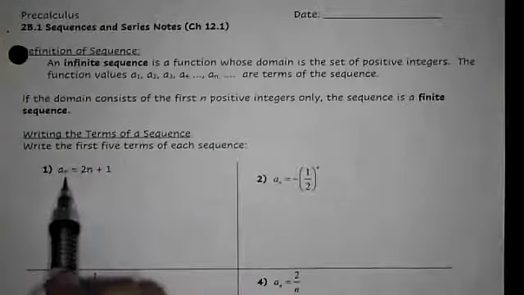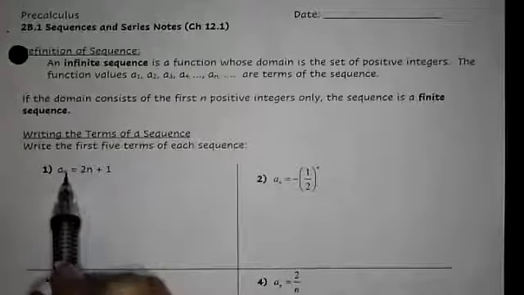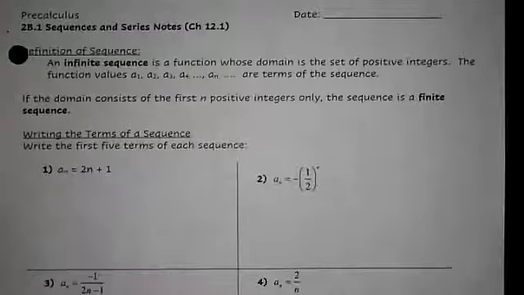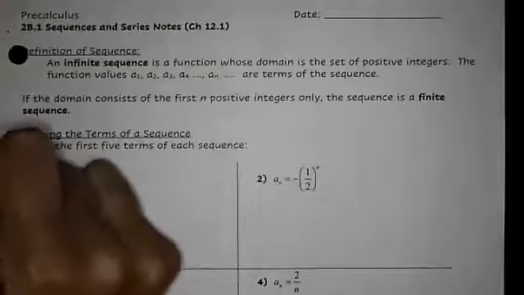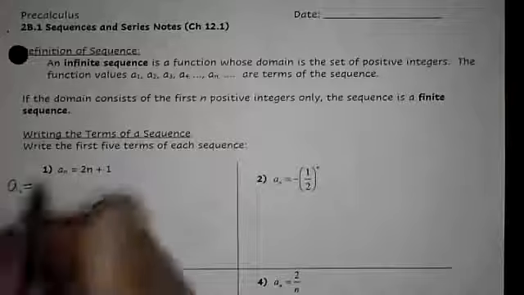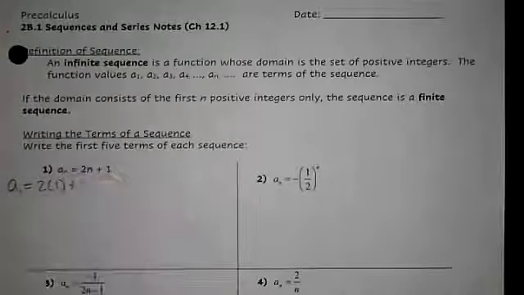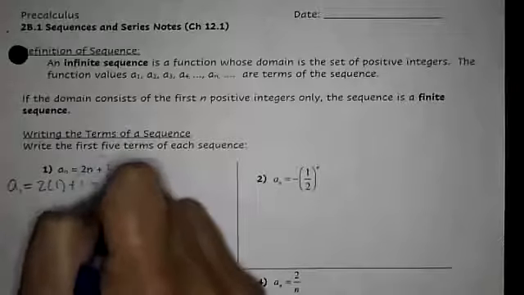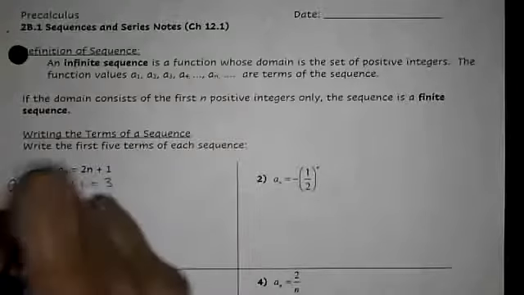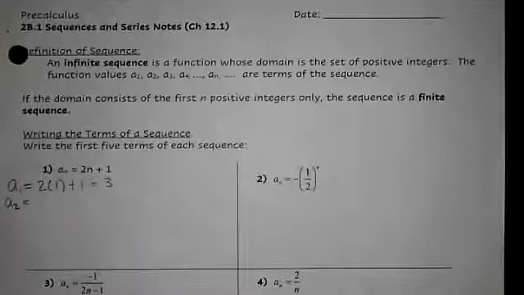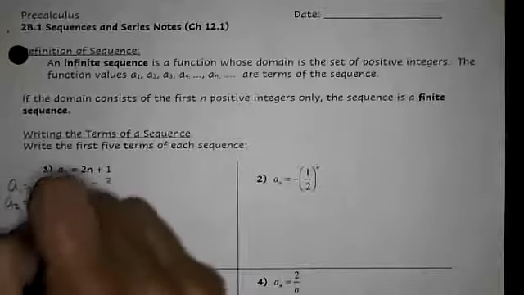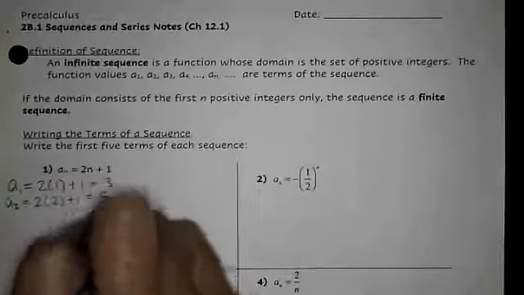So here is our sequence, a sub n, and that n means what term value, is equal to 2n plus 1. So if I want the first 5 terms, I would find a1. And I would do that by plugging in the 1 for the n. So I get 2 times 1 plus 1, which is equal to 3. I would then do the same thing to find the second term. I would plug in a 2, and that gives me 5.